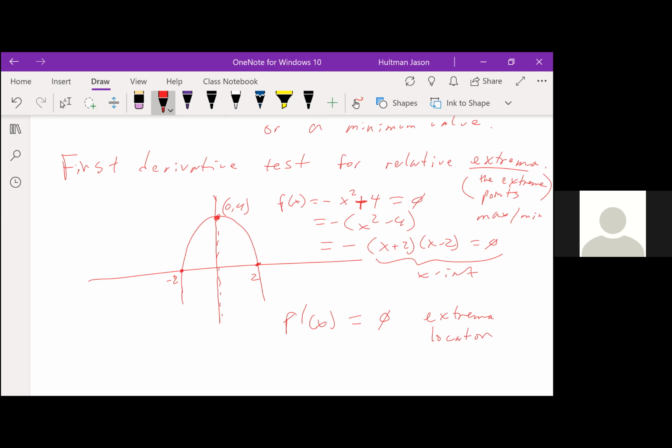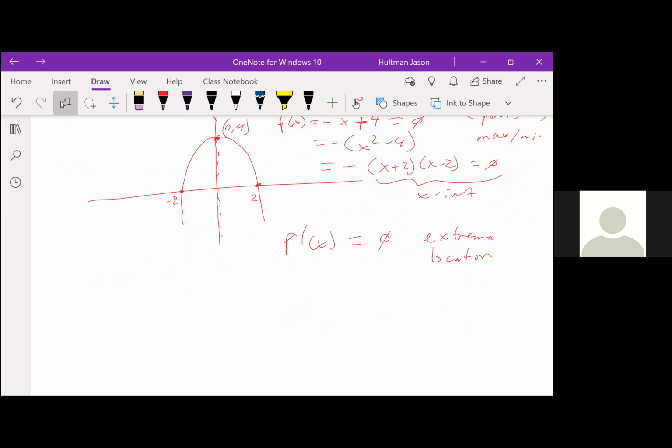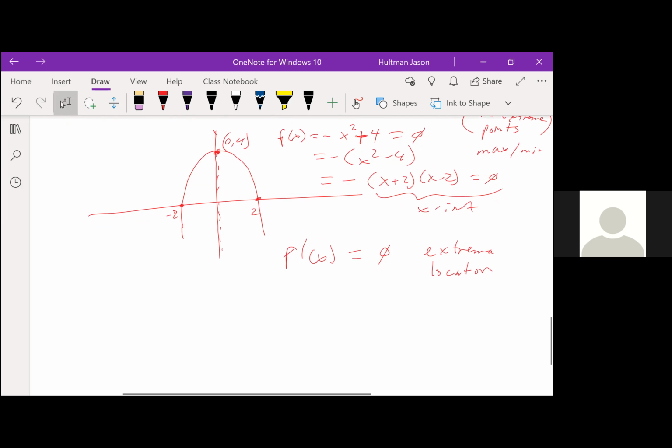Okay, so setting the function equal to 0 gives me my x-intercepts, setting the derivative equal to 0 gives me my extreme values. Keep that in mind. Those are my critical values. So let's find the derivative of this. What's the derivative of the function that I have here? It's going to be negative 2x. F prime of x is equal to negative 2x.